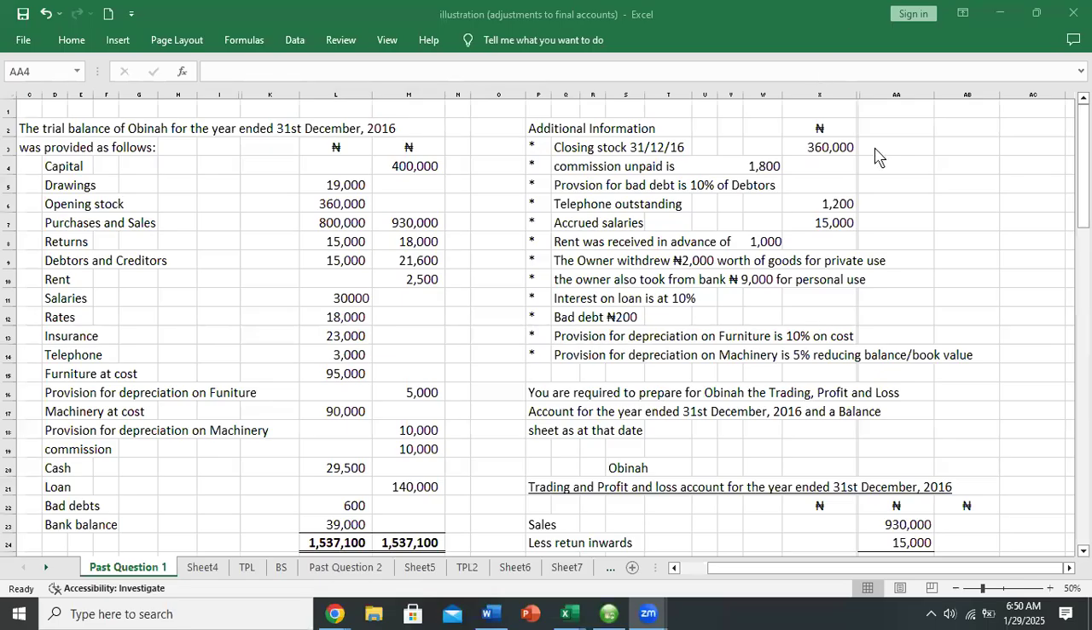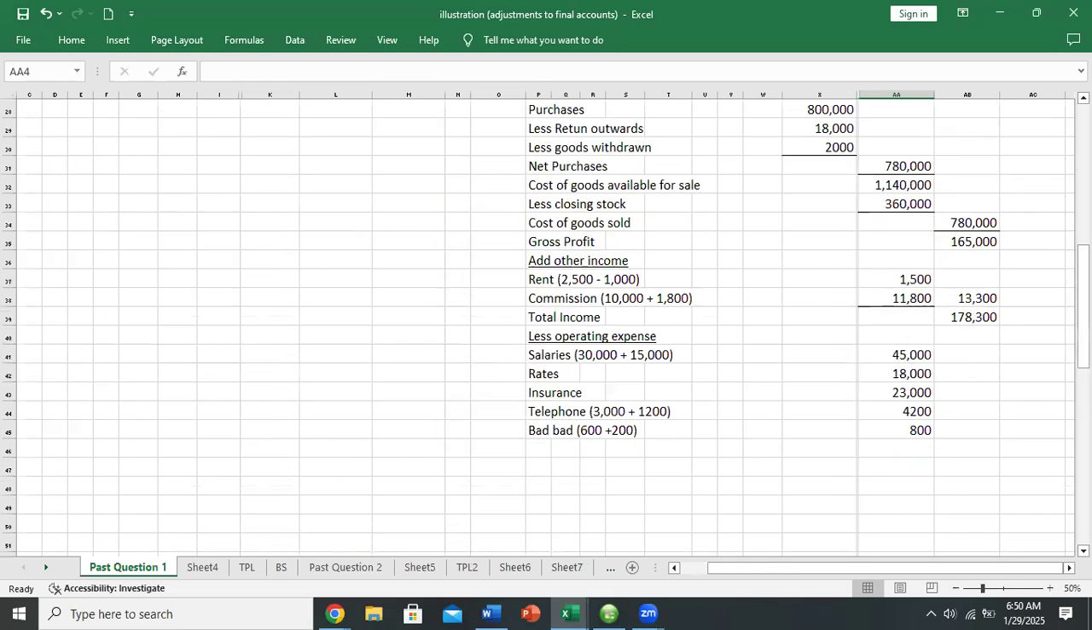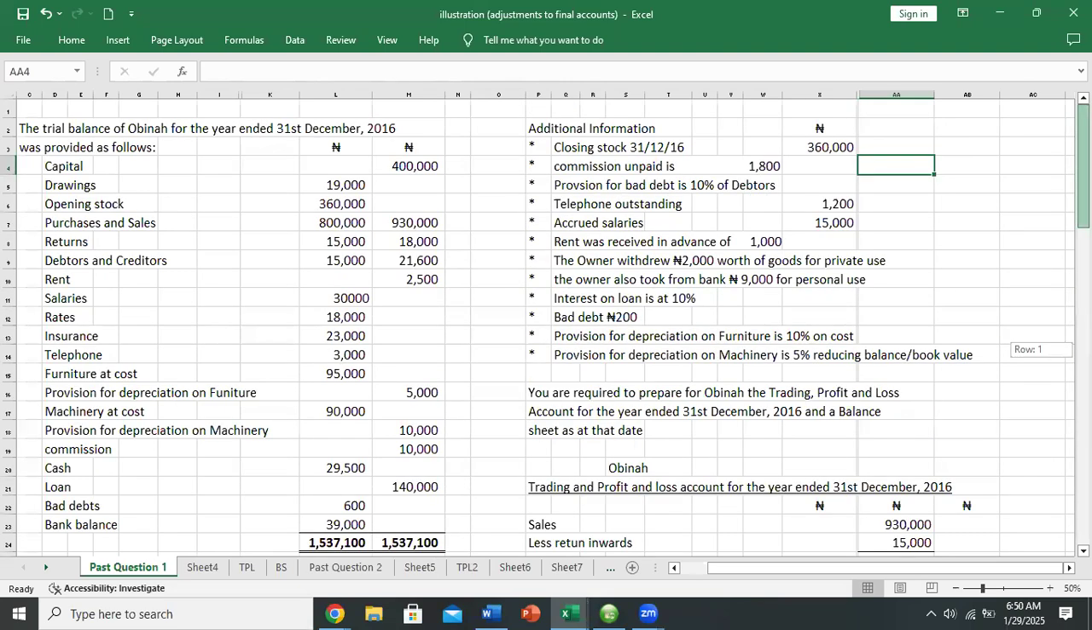So, continuing the question about Obina, the sole trader, then we got to the profit and loss account where we're lessing the operating expenses. I think you appreciate the expenses owing and the expenses prepaid information we had in the additional information.